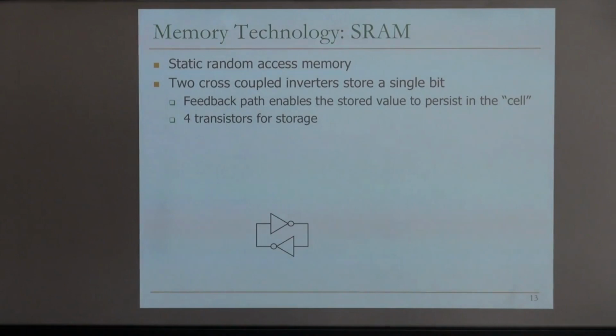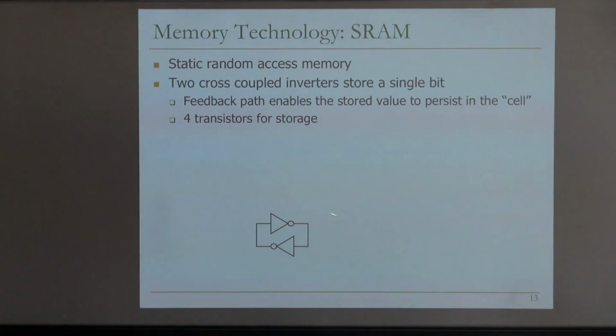SRAM has two cross-coupled inverters. We've seen this in digital circuits. You store a single bit, basically you capture a single bit, and it basically is captured over here. This feedback path enables the stored value to be kept in the cell. Persist, in this case, is not used as persistence when power is lost. It's more persistence while the data is over there. Data doesn't escape if you're powered on.